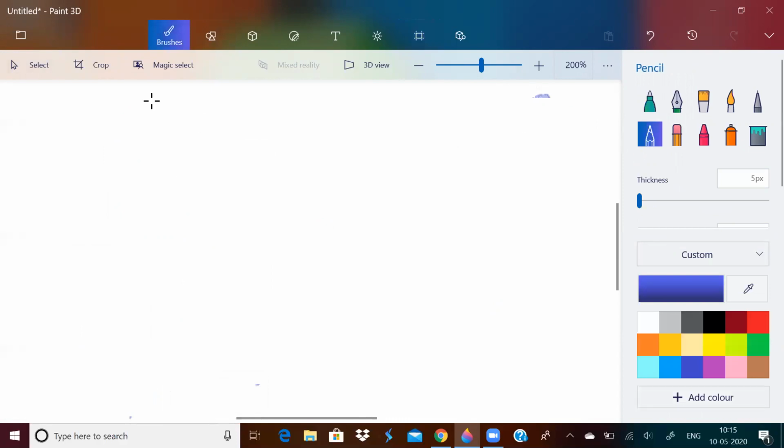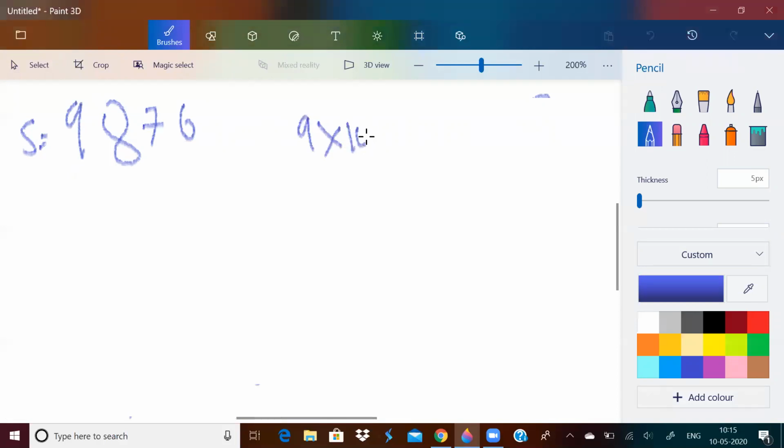Let us take, for example, 9876. My string S is initially this. Now check the first element. It is not 0. So what will I do? I will do 9 into 10 to the power what? 3. So my vector will have 9000.